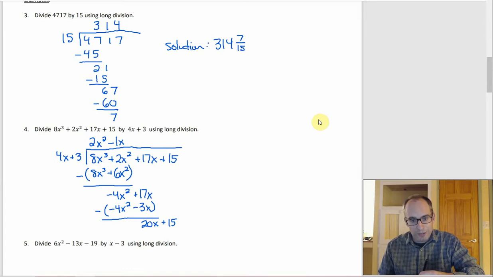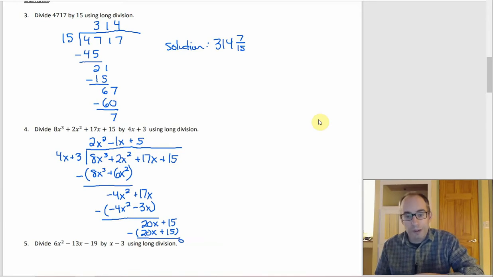If then I bring that 15 down. And then what do we have to multiply 4x by to get 20x? Well, we need a 5, right? Because 5 times 4 is 20. So plus 5. And 5 times 4x is 20x. 5 times 3 is 15. And I'm basically out of room, but you can see what happens. If I subtract here, I'm going to get 0. So there's no remainder, right? So that would mean that what we're ending up with for our solution, or here for our quotient, would be 2x squared minus x plus 5.